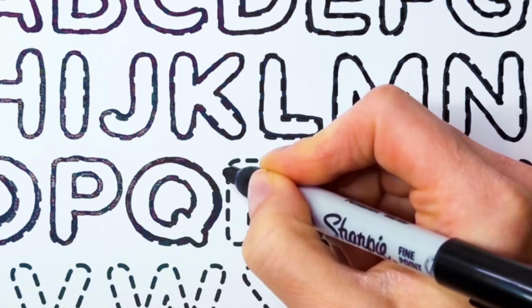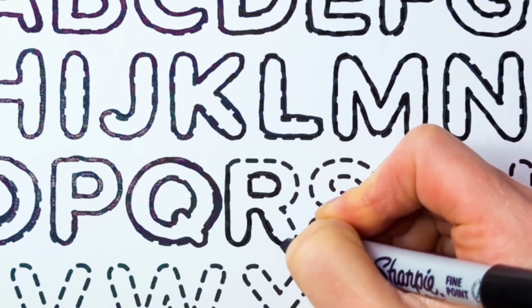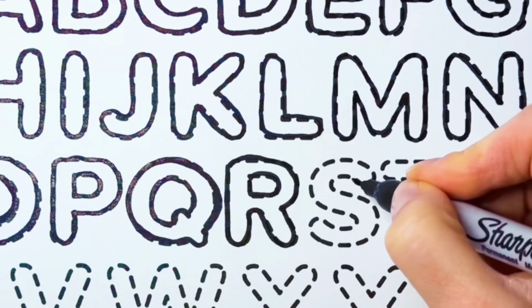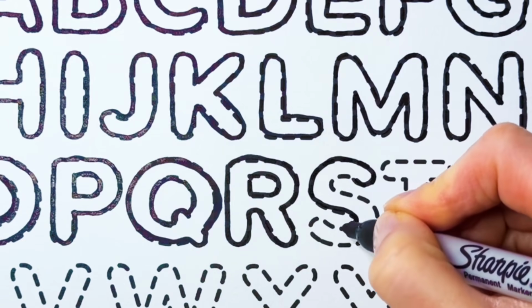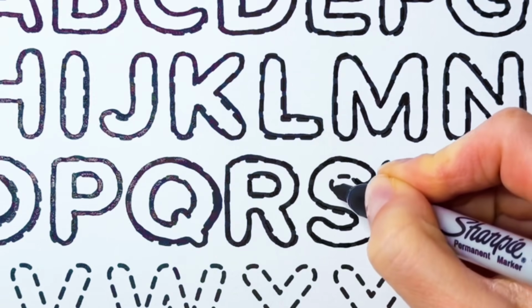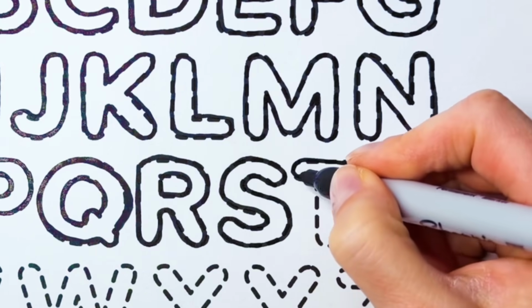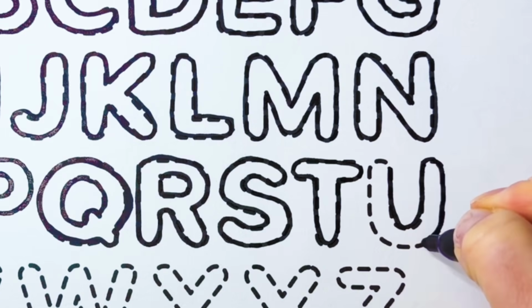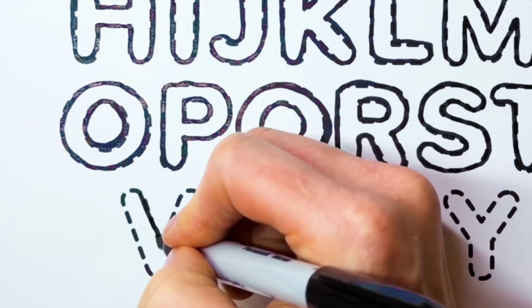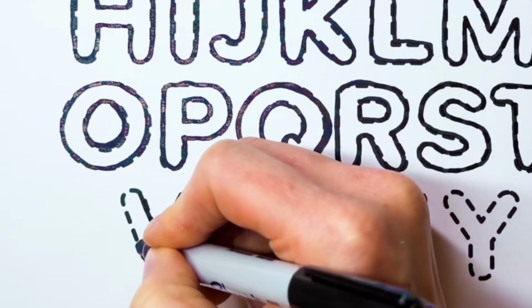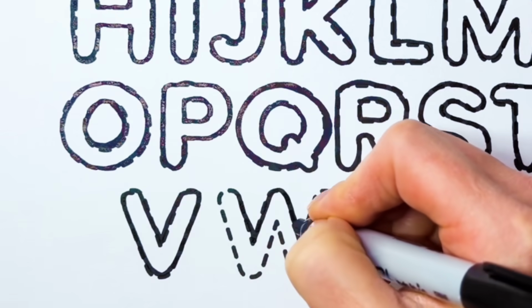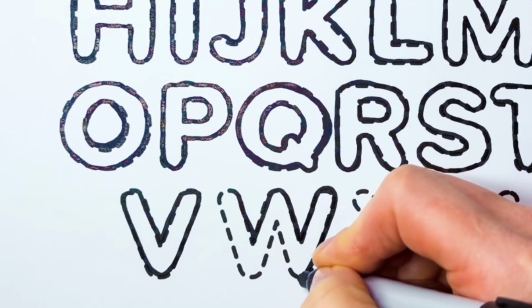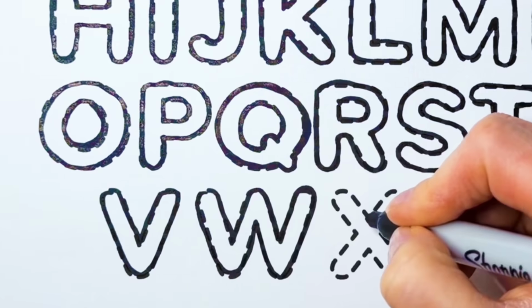R. S. A, B, C, D, E, F, G, H, I, J, K, L, M, N, O, P, Q, R, S, T, U, V, W, X, Y, and Z. Now I know my ABCs. Next time, won't you sing with me?